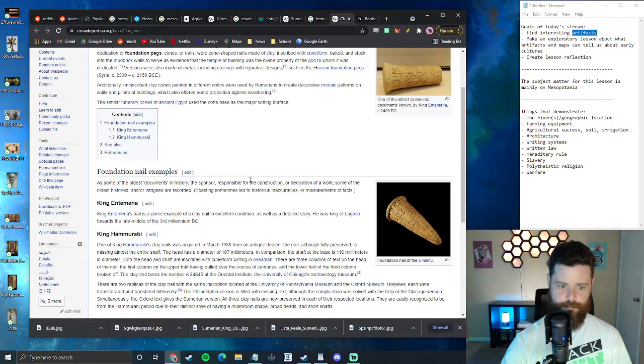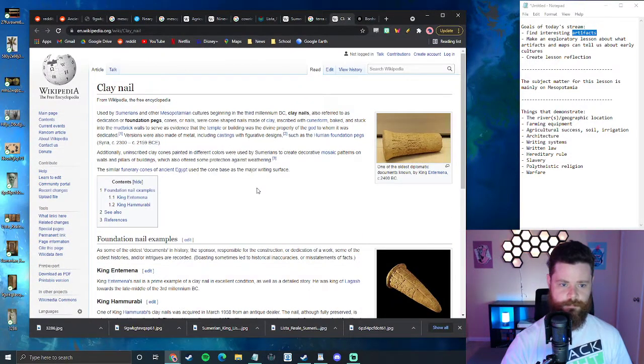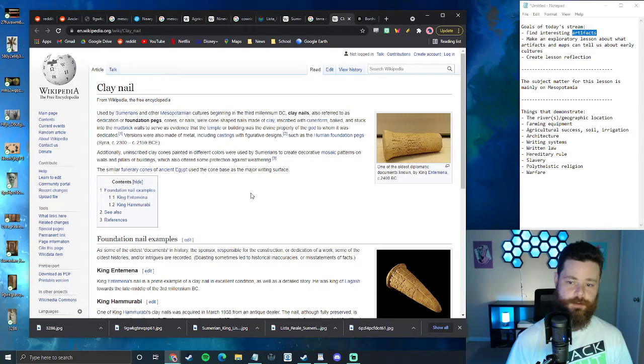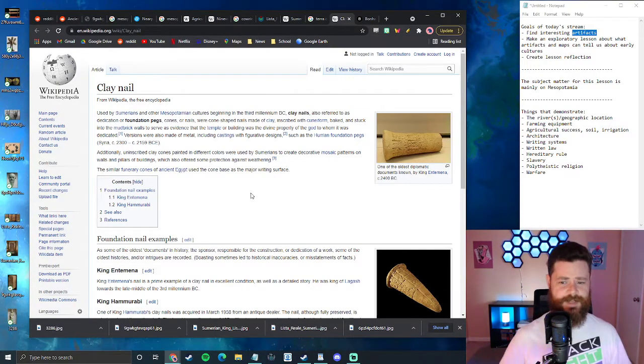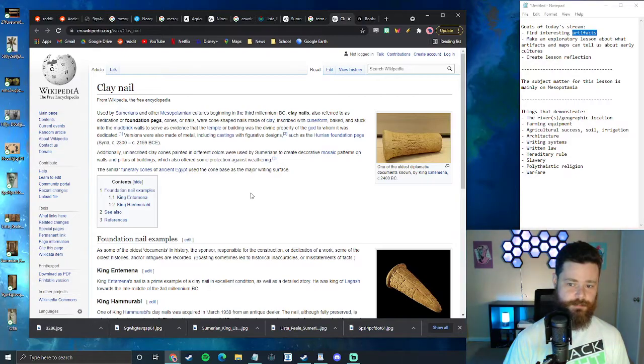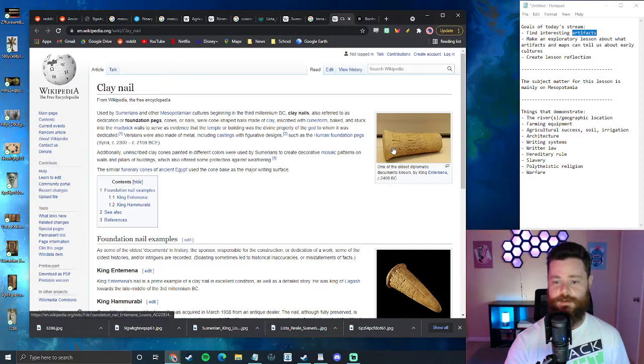Foundation pegs, cones, or nails. Cone-shaped nails made of clay, inscribed with cuneiform, baked and stuck into the mud brick walls to serve as evidence that the temple or building was the divine property of the god to whom it was dedicated. Huh. Interesting. So I wonder if it was less about architectural soundness and more about an actual dedication. And that would make sense since there's writing on it. We don't put writing on our screws and nails today.